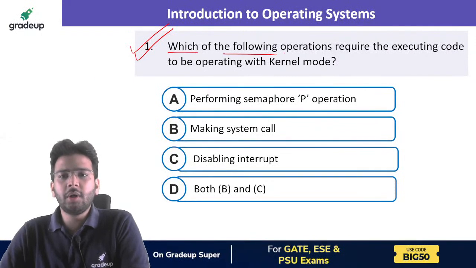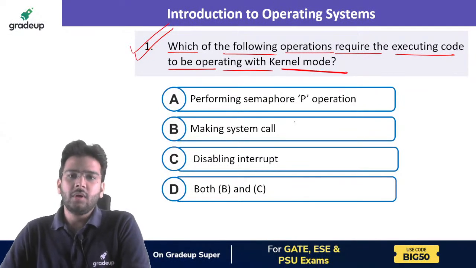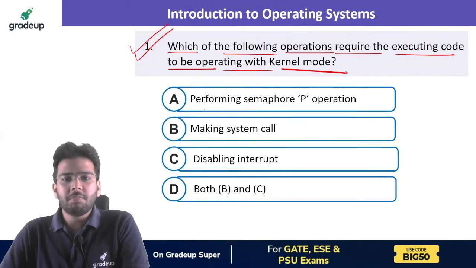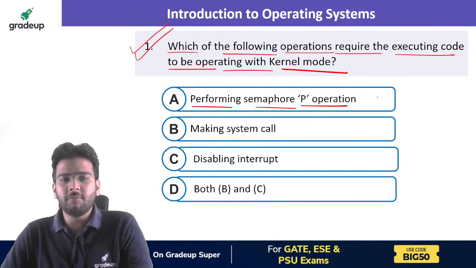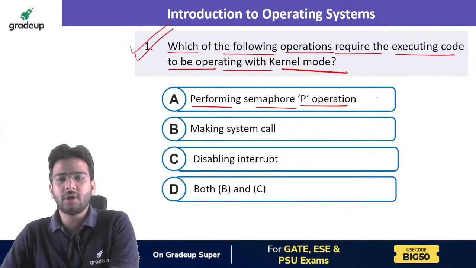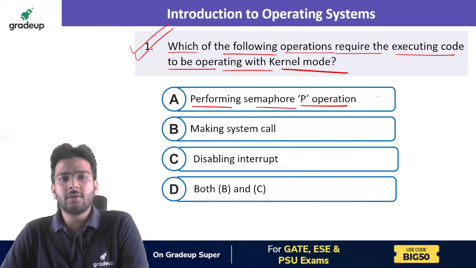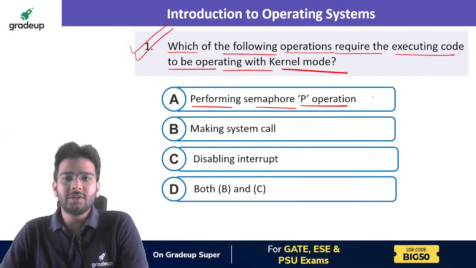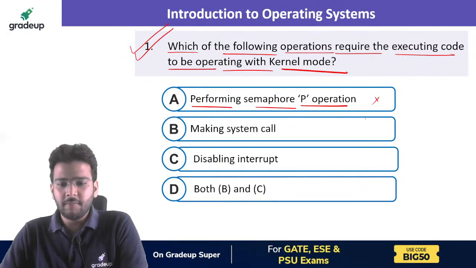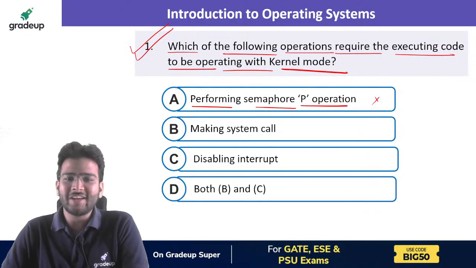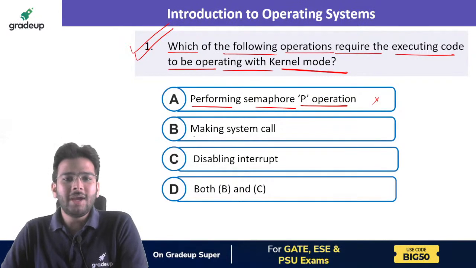Which of the following operations require the executing code to be operating in kernel mode? Option A is performing semaphore P operation. If you're performing a wait operation or signal operation, that does not require to be executed in the kernel mode. So this is incorrect. Okay, so let's see option B now. Making a system call.